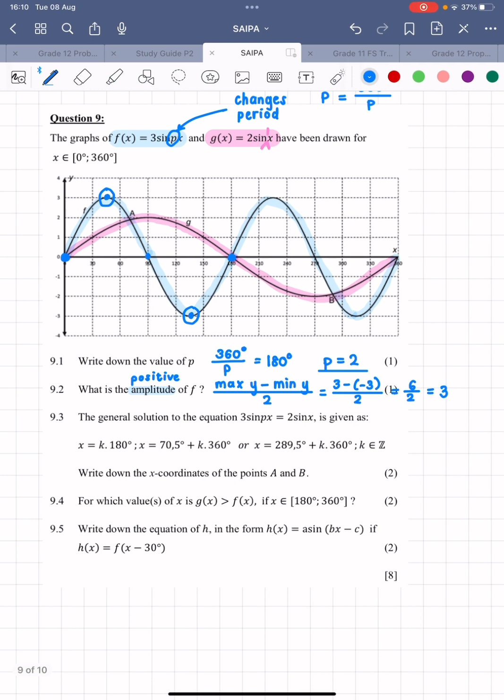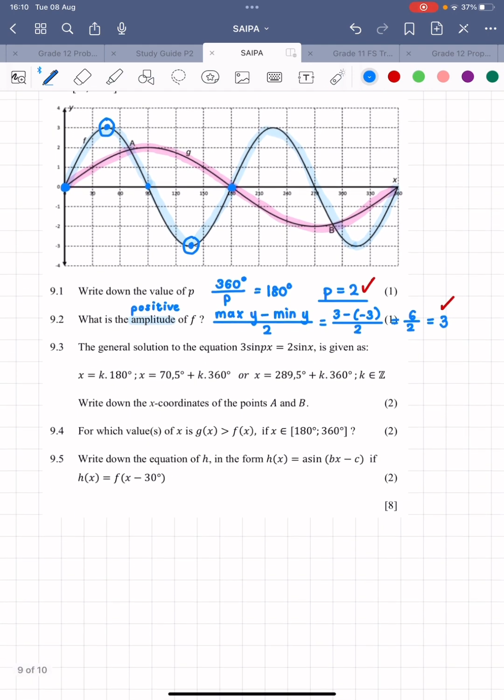Okay, so those were both 1-mark questions. Those are both classified as knowledge questions, so they form part of the easier section of the paper.